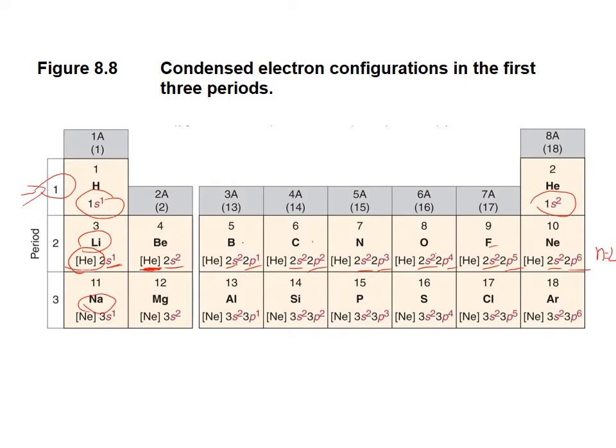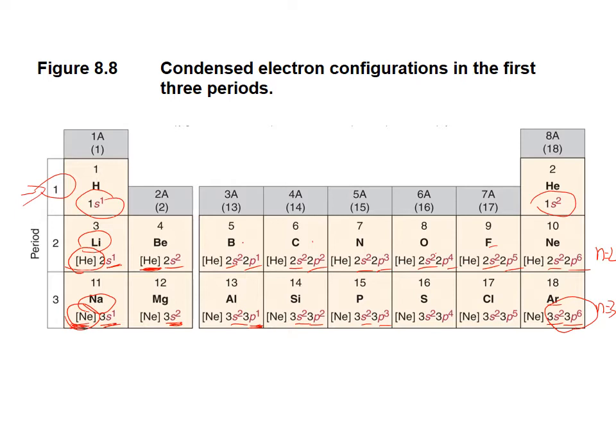Sodium starts to fill the third shell. So neon brackets indicates that the second shell is full. So this is the electron configuration of inner shell electrons. And the extra electron goes to 3s orbital, so 3s1, and magnesium 3s2, aluminum 3s2, 3p1, and then 3s2, 3p2, 3s2, 3p3, until argon 3s2, 3p6. Again, n equals 3 is full.